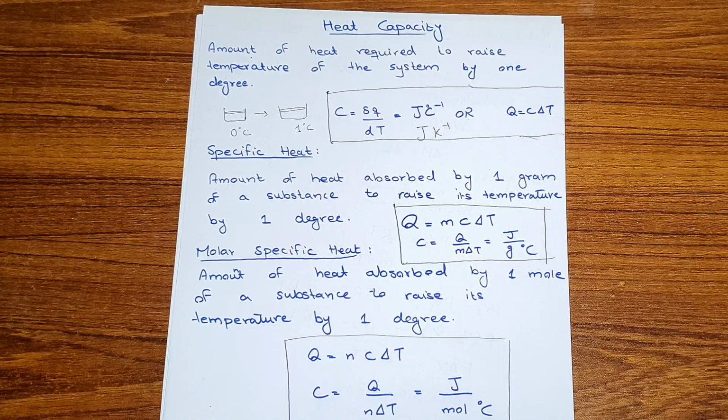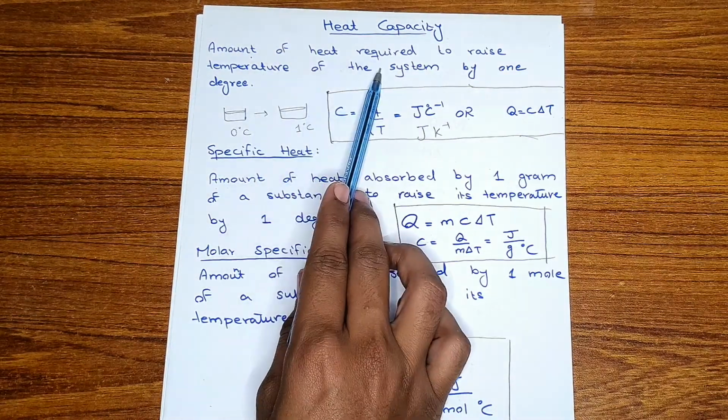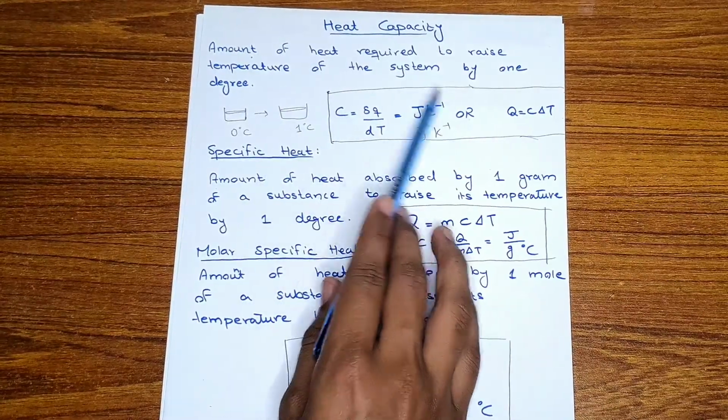The topic of today's video lecture is heat capacity. In this video I am going to explain what is heat capacity, the specific heat capacity and molar specific heat. Heat capacity is the amount of heat required to raise the temperature of the system by 1 degree.